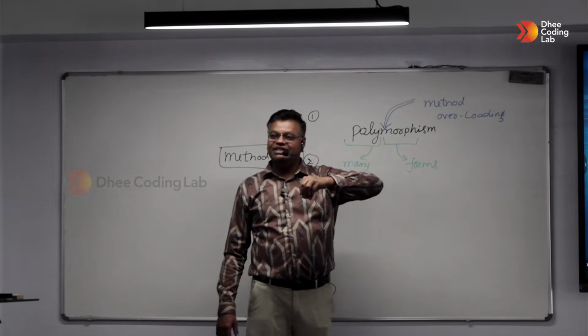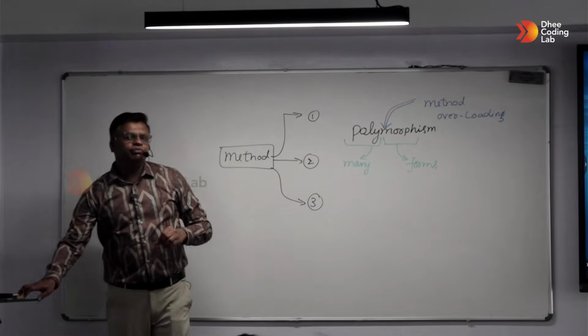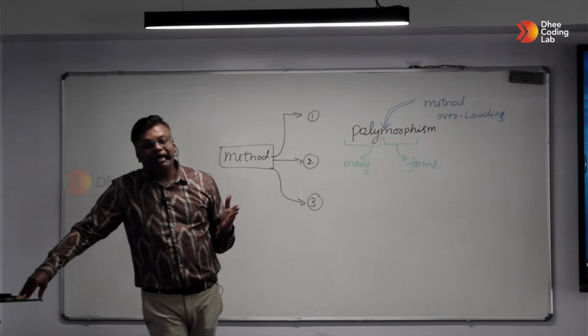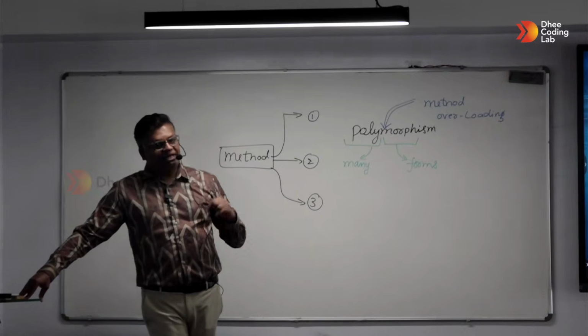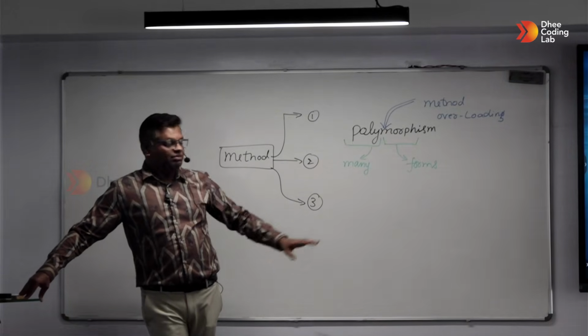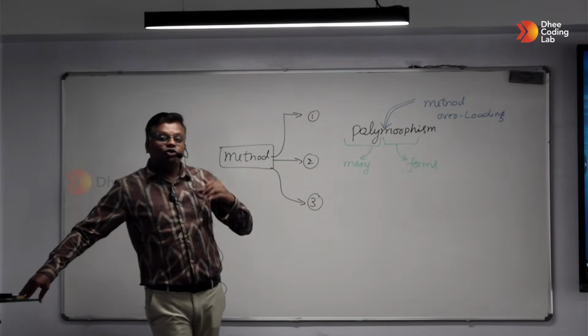So the topic of the day is polymorphism and method overloading. Again, to be precise, there are two types of polymorphism. One is called compile time polymorphism and the other one is called runtime polymorphism. But in today's class we are going to talk only about compile time polymorphism. That is, we are going to achieve that by using method overloading. That's the topic.